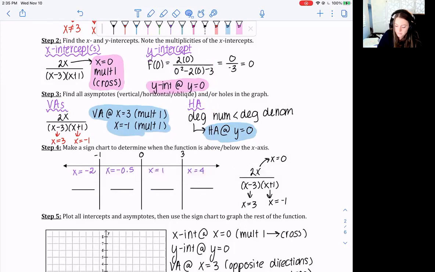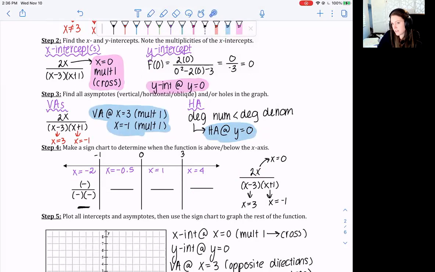Okay. I'm going to plug my test value in here. I'm going to ignore the 2. I'm just going to include the 2 as part of the factor for the numerator. If it were a -2 up here, I would make sure I put the negative in on each of these, but it's a positive number. It's not going to change the sign of anything. So -2 in the numerator makes the numerator negative. -2 minus 3 is negative. -2 plus 1 is negative. 3 negatives make a negative.